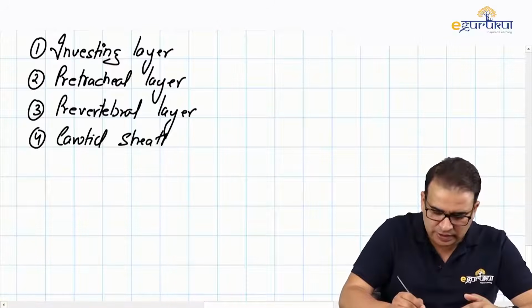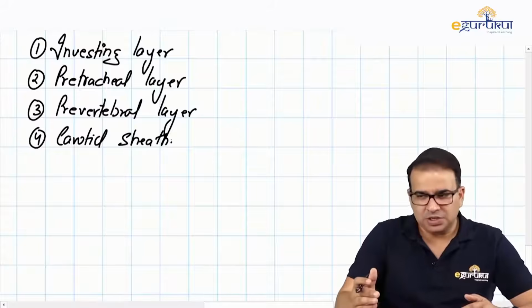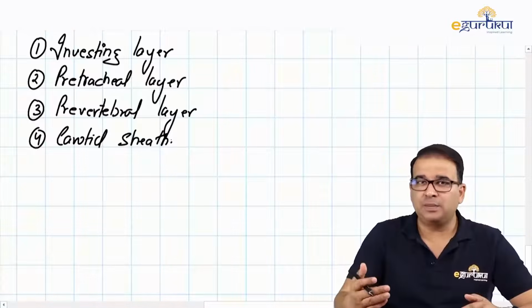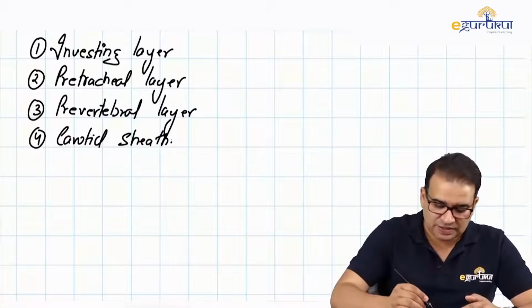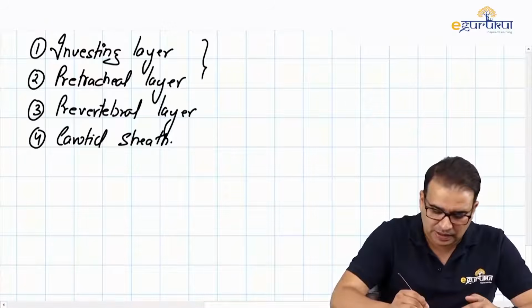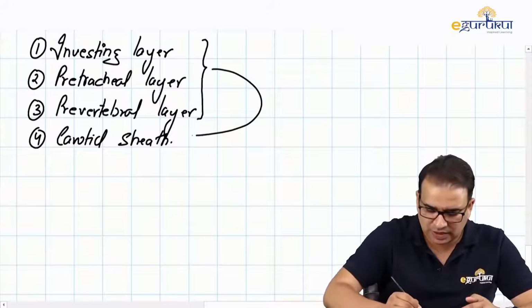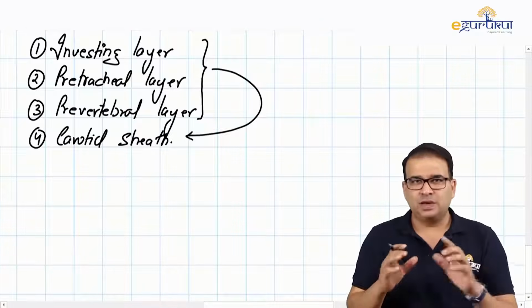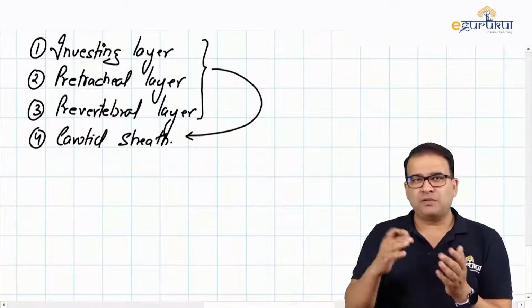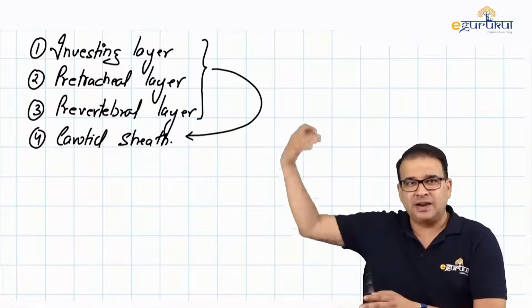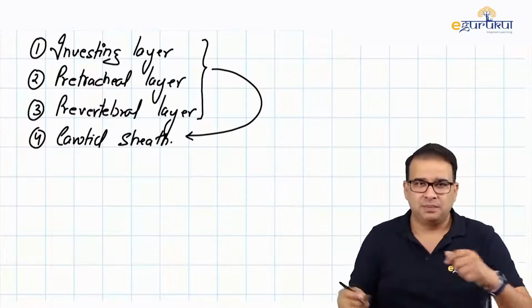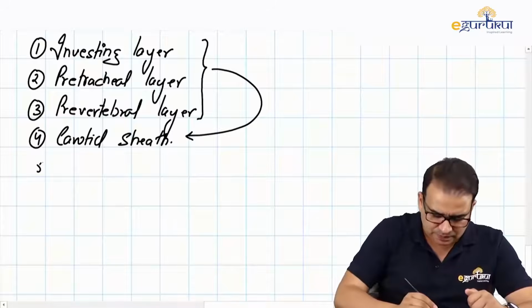We got the carotid sheath. The carotid sheath is basically contributed by the other layers only, like the investing layer, pretracheal layer, and prevertebral layer. These are the primary modifications we have, and these together will give rise to the carotid sheath. So in a way, the carotid sheath is a modification of a modification. It is derived from the investing layer, pretracheal layer, and prevertebral layer. We will see that.